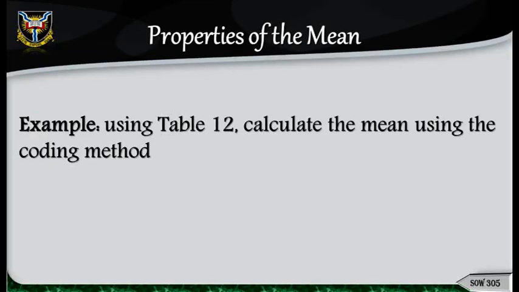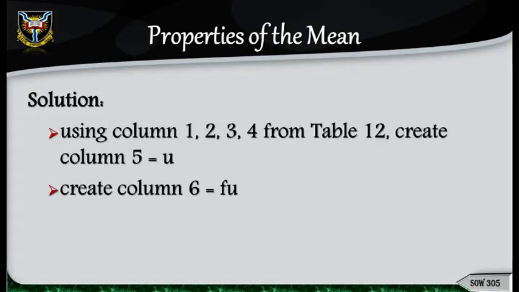Example: using table 12, calculate the mean using the coding method. Solution. 1. Using columns 1, 2, 3, 4 from table 12, create column 5 equal to u. 2. Create column 6 equal to fu.